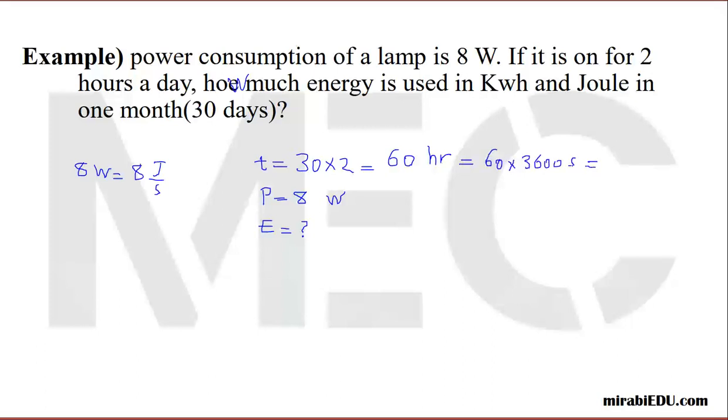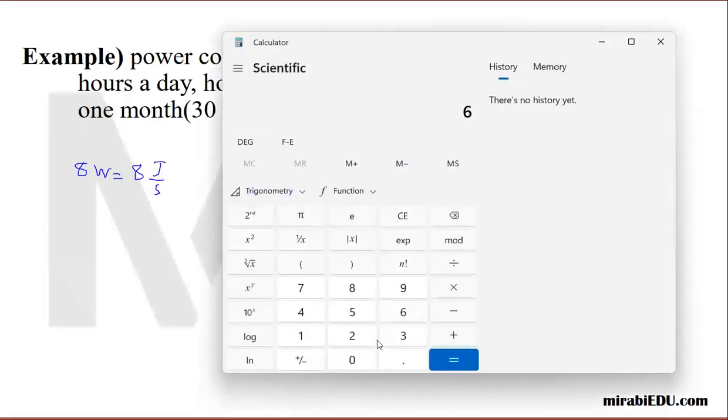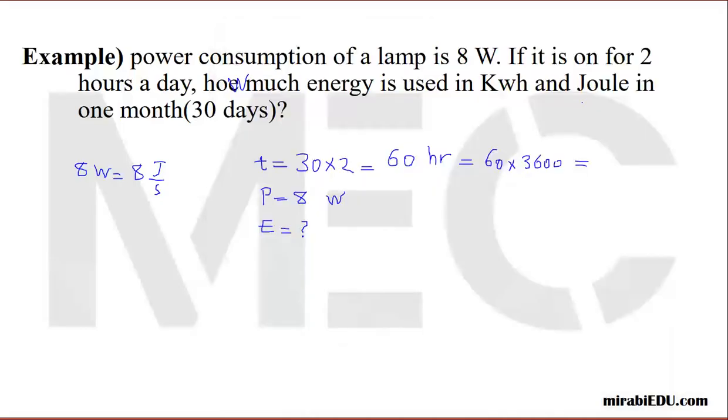So 60 times 3,600 seconds per hour. Let's drop the units here. So 60 times 3,600 will be 216,000 seconds. This is the time given.